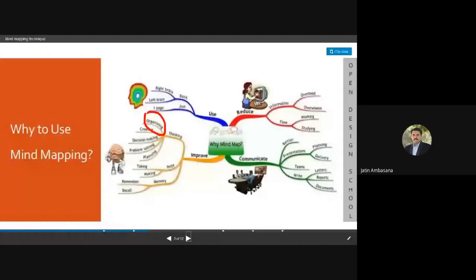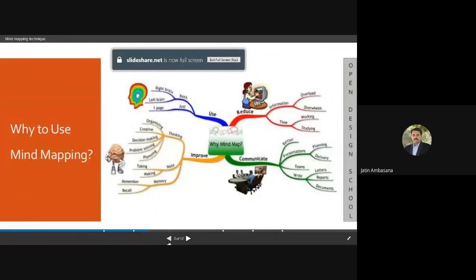Similarly, if you say it improves something, what does it improve? So basically it improves your thinking. Okay, it helps you organize things in a creative manner, and it helps you to make informed decisions, and also solve your problem with proper planning. Okay, so all these activities that are related to thinking are easily manageable with the help of a mind map.